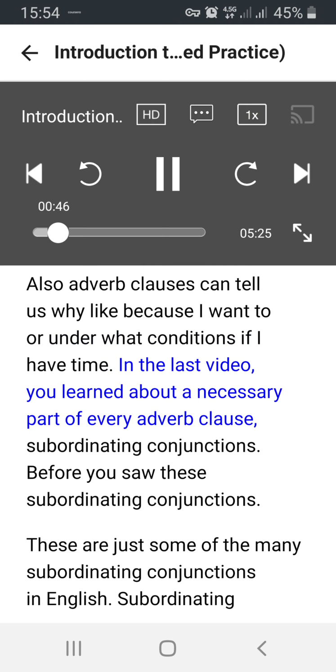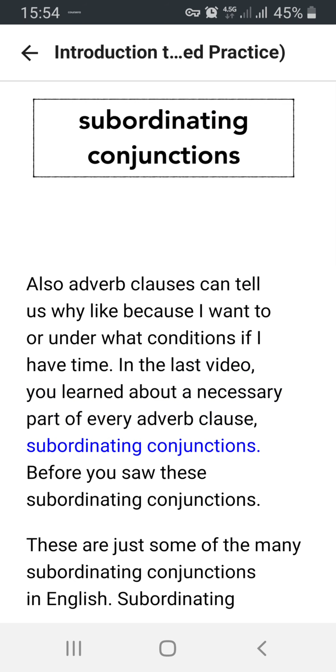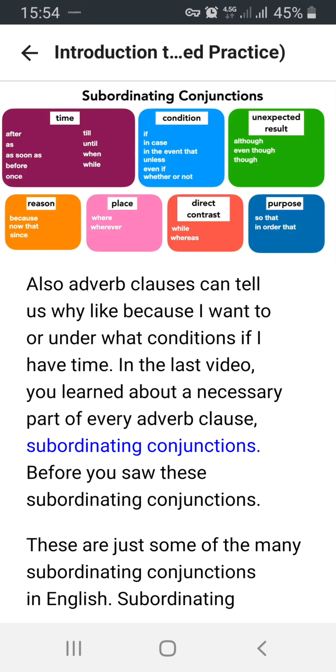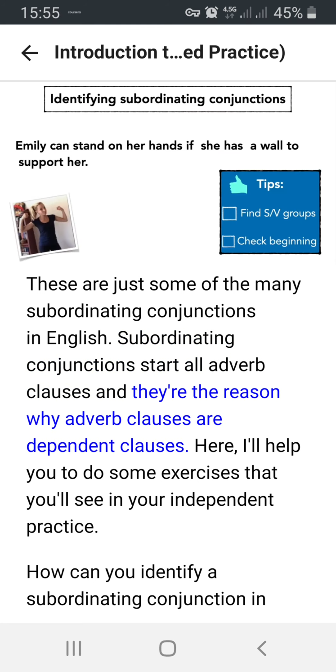In the last video, you learned about a necessary part of every adverb clause, subordinating conjunctions. Before, you saw these subordinating conjunctions. These are just some of the many subordinating conjunctions in English. Subordinating conjunctions start all adverb clauses, and they're the reason why adverb clauses are dependent clauses. Here, I'll help you to do some exercises that you'll see in your independent practice.